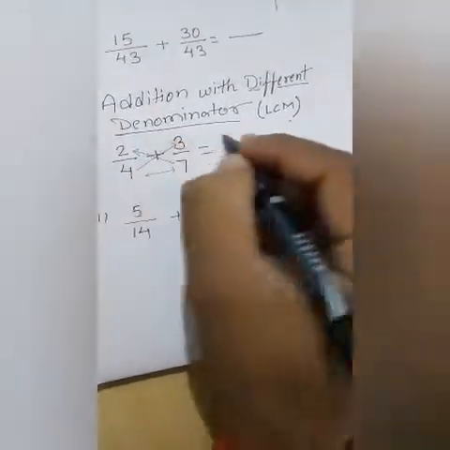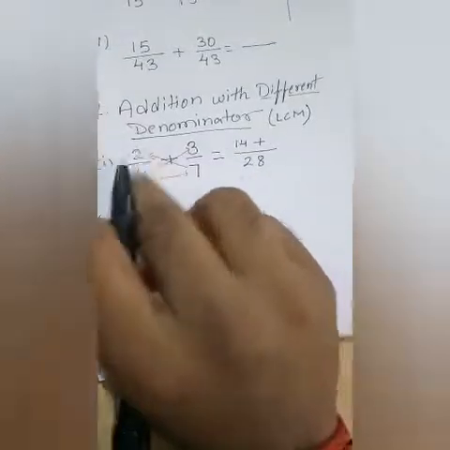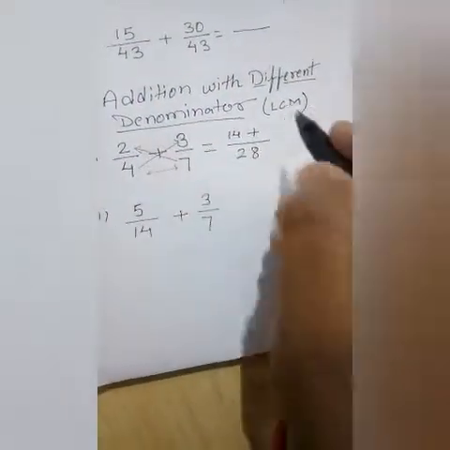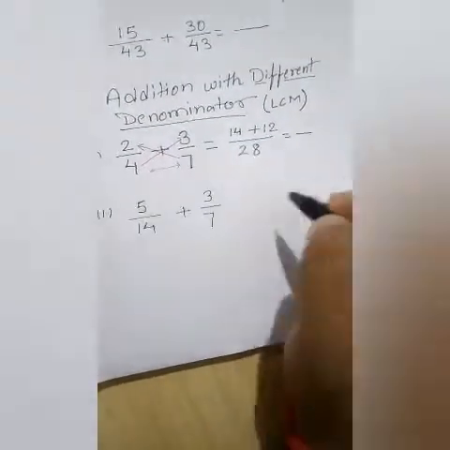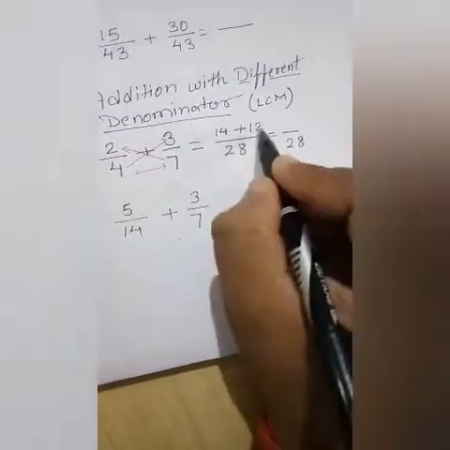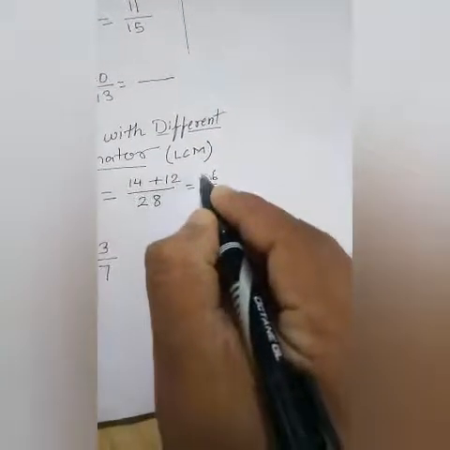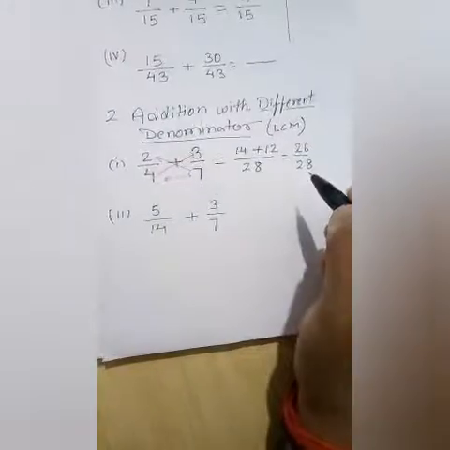Now 7 2s are 14 plus. Remember which sign is between the two fractions, you have to put that. Now next is 4 multiply with 3. 4 3s are 12. Absolutely right if you have given an answer like this. Now add them, 28, and add these two. What will be the answer? Tell me. Yes, 26. So this is how you have to solve.